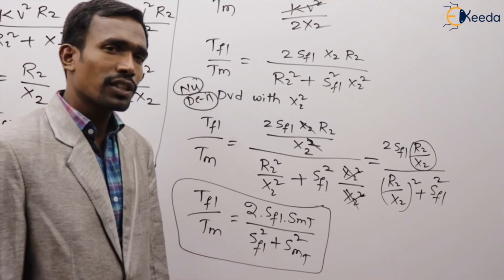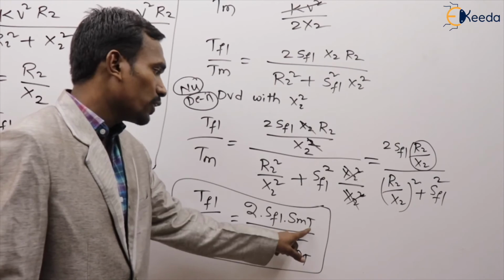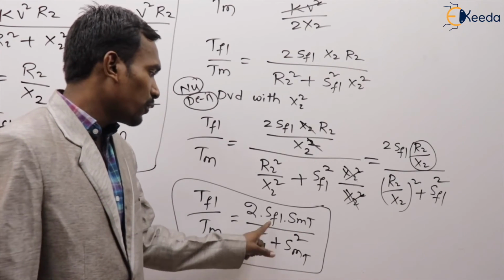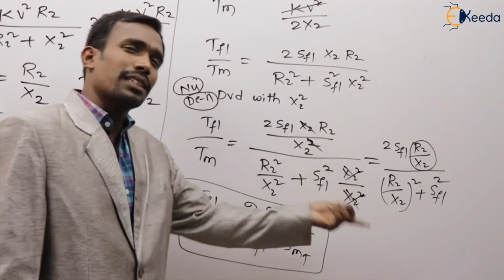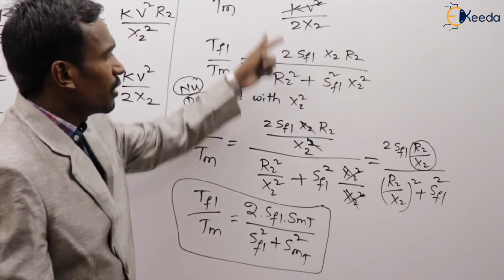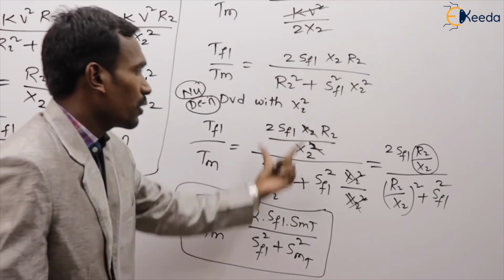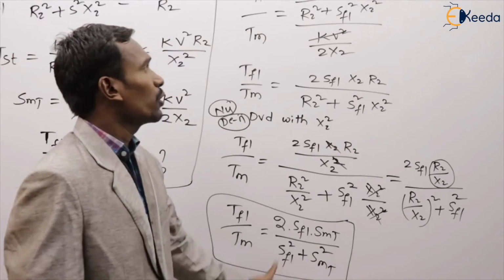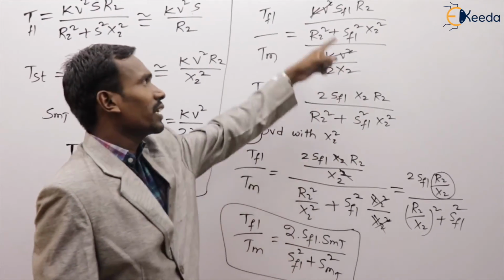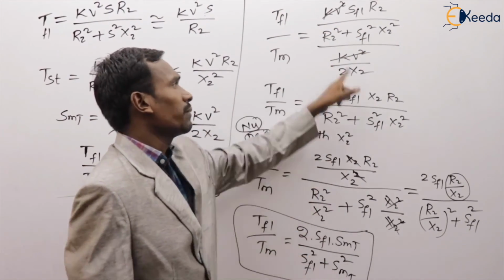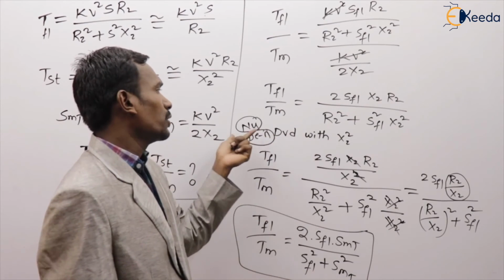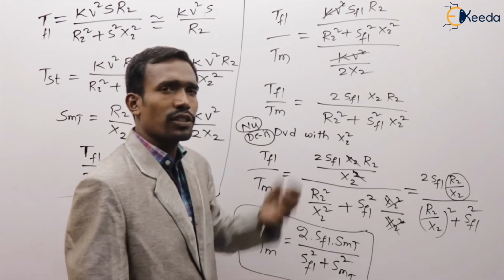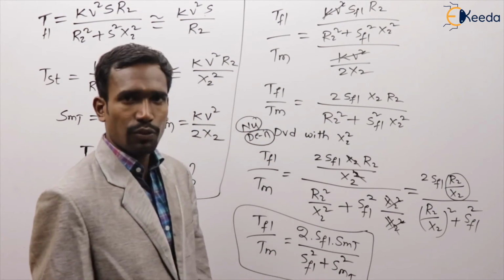What is the final equation? 2 into slip at full load into slip at maximum torque, divided by slip at full load square plus slip at maximum torque square. This is the equation we have to derive, the full load torque to the maximum torque. I took the exact full load torque equation and maximum torque equation, divided the numerator and denominator by X2 square, and finally I got this equation.